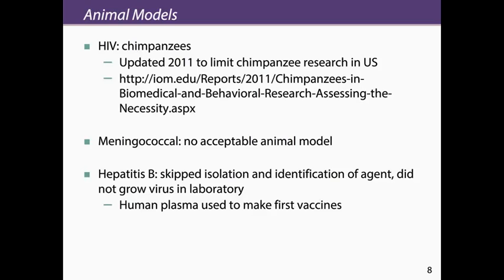For hepatitis B, Saul Krugman and others skipped the isolation process and the identification of the agent. They didn't even grow the virus in the laboratory before they had a successful vaccine. They proved that human plasma was the source of the infection, and they were able to inactivate the plasma, and the initial vaccines were derived from human plasma well before they could grow this agent and grow it in any kind of a tissue culture through the traditional methods.